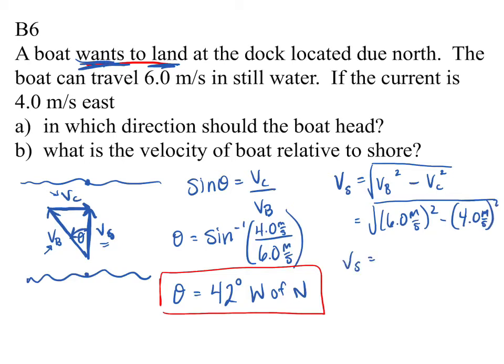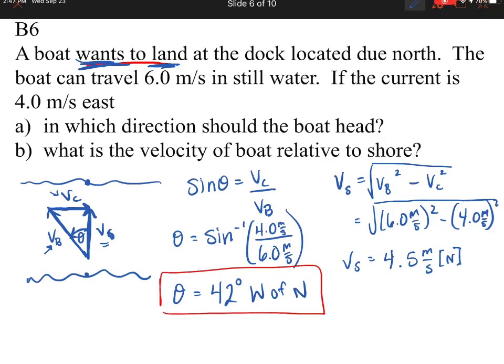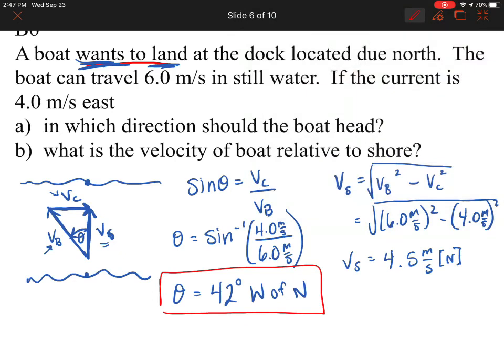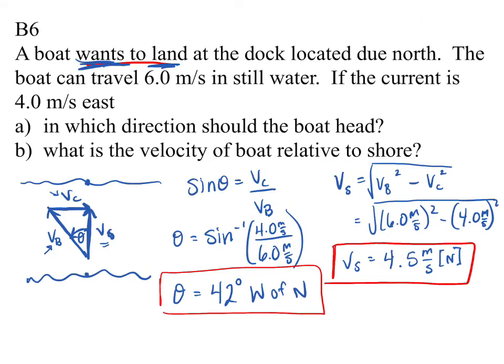Okay, so when we do that, we get a lovely value of 4.5 meters per second. And of course that is going north, because they wanted to go due north, so we made them go due north. And there we go. Beautiful.